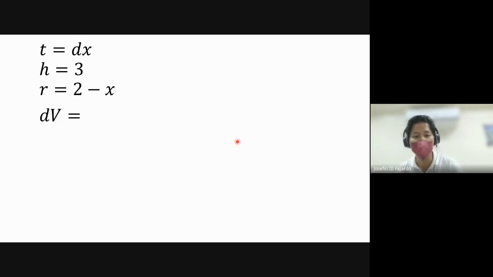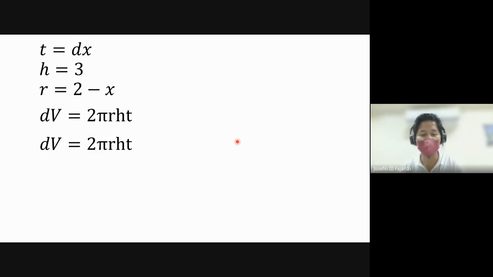Okay? But if you would remember, si dV ay 2 pi r h t. Right? So, papalitan na lang natin itong r h t na to. Si r ay ito, 2 minus x. So, I'll get that. Okay, and then I'll place it there. Okay, and then my h is 3. So, papalitan ko lang ito ng 3. And then si t, papalitan ko rin ng dx. Can you follow?